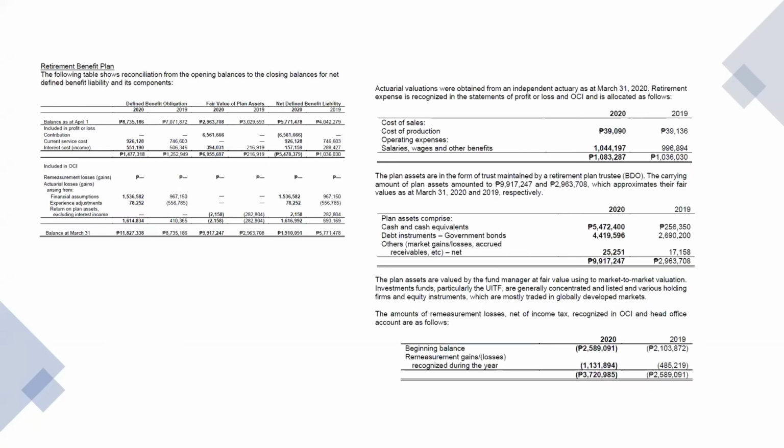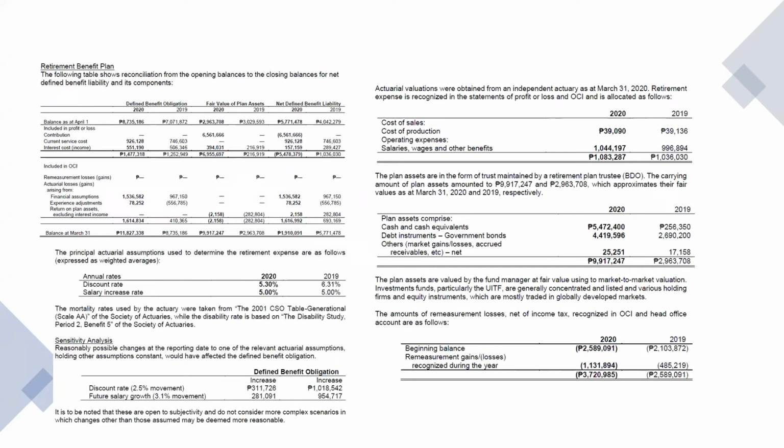Tapos ilalagay natin sa financial statements. We have to show yung reconciliation ng opening balances and closing balances ng mga net defined benefit liability natin. So, ano yung kino-compose nun? We have to indicate here yung actuarial valuations, ito kasi example of this for full PFRS. Actuarial valuations obtained from independent actuary, we also have to disclose it.